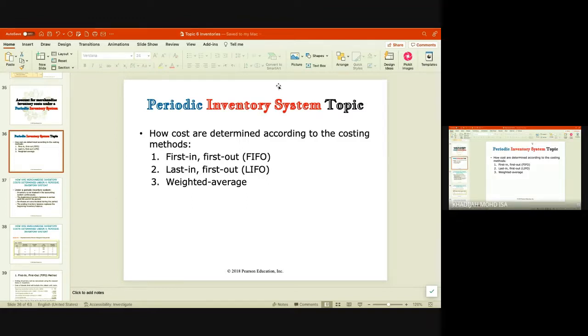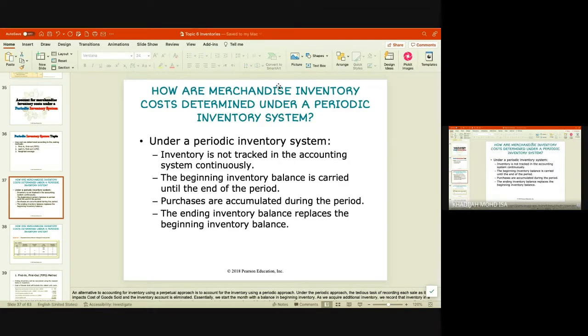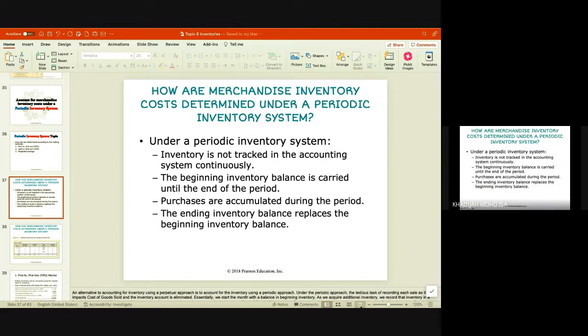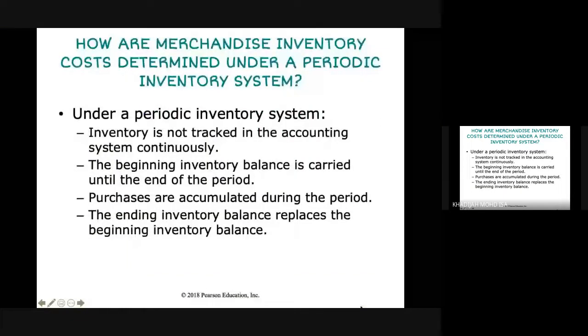All right, so under a periodic system, inventory is not tracked in the accounting system continuously. The beginning inventory balance is carried until the end of the period, and then you purchase, of course, you have to purchase your inventory. But those purchases are accumulated during the period, and then at the end of the period, you have your ending inventory. And how you decide on the ending inventory, you have to do a physical stock take.